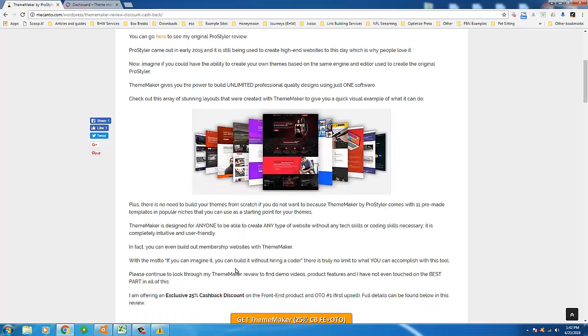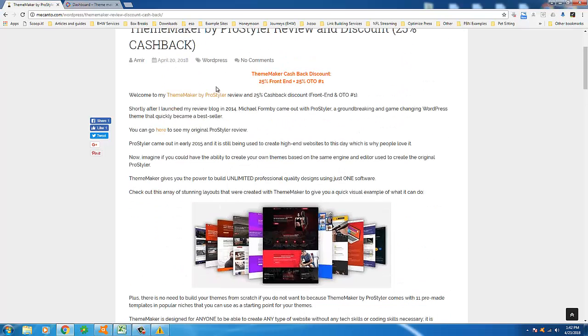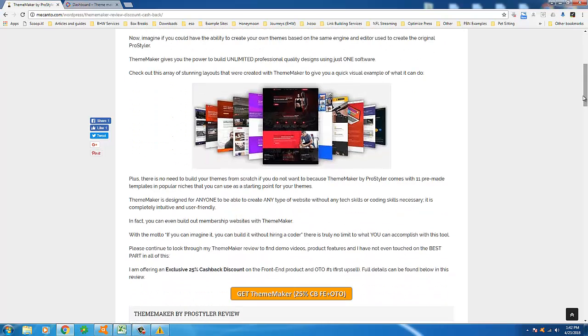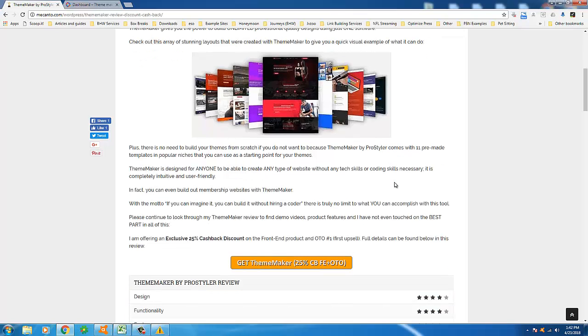So we fast forward to 2018, we have ThemeMaker by ProStyler. And what this is basically is, I can explain it by telling you the product motto that the vendor, Michael Formby, came out with: if you can imagine it, you can build it without a coder.